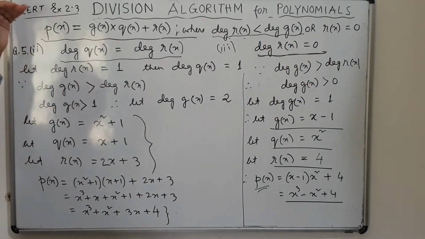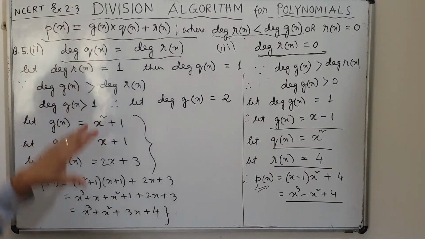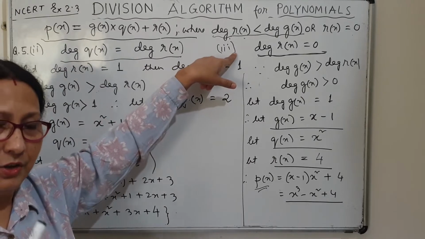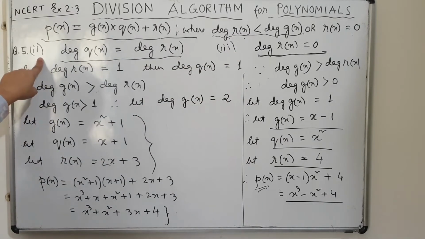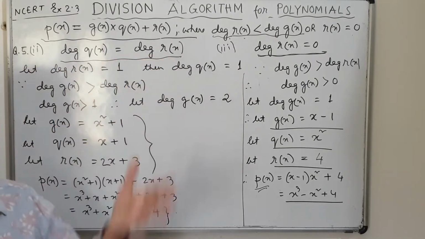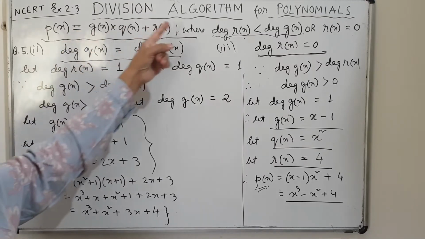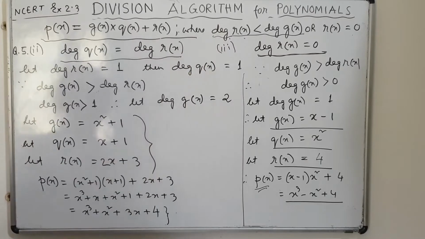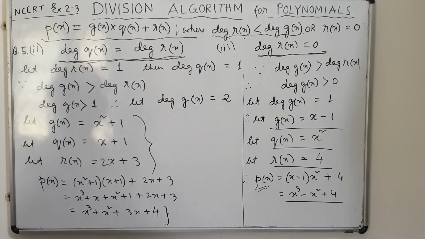Now we'll be solving question number 5 of NCERT example 2.3. All the three parts. First I'll be solving the second part and the third part. Afterwards I'll solve the first part, which is a bit difficult. So the second part, what is that? The question was, you have to give examples of 4 polynomials p(x), g(x), q(x) and r(x) such that this algorithm is satisfied as well as this condition. That was the second part of the fifth question.